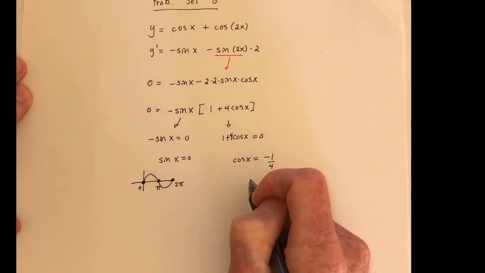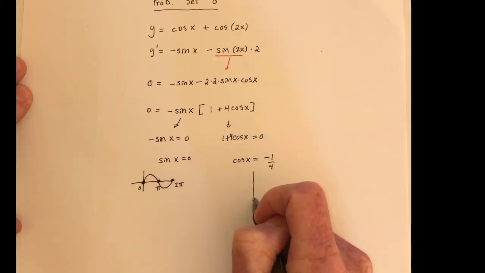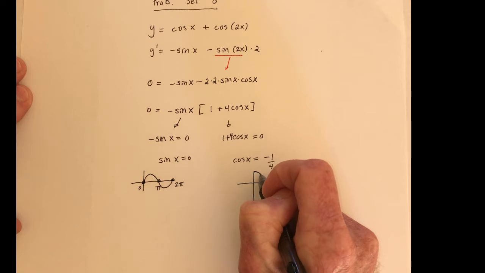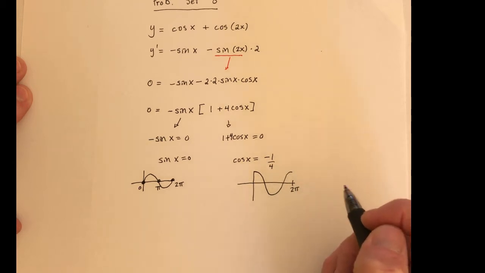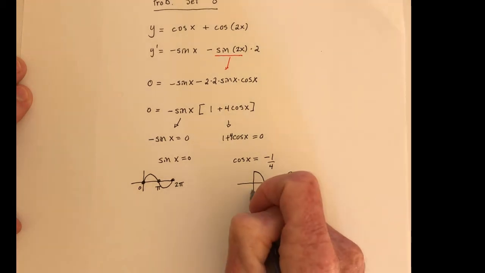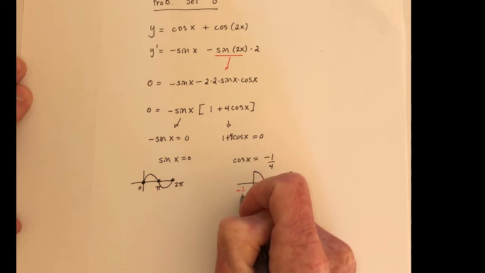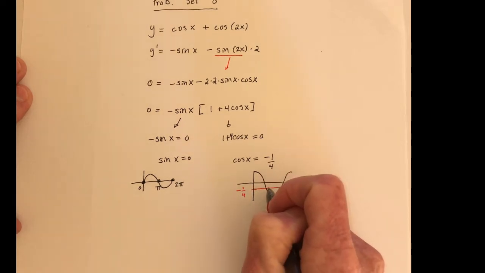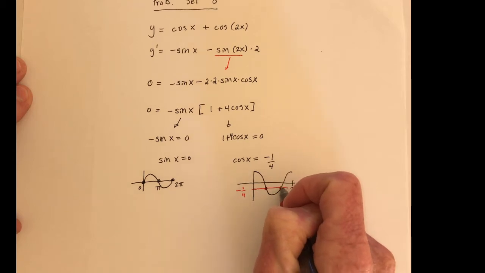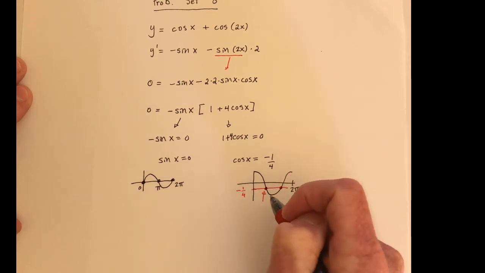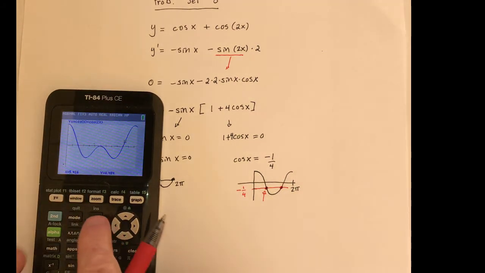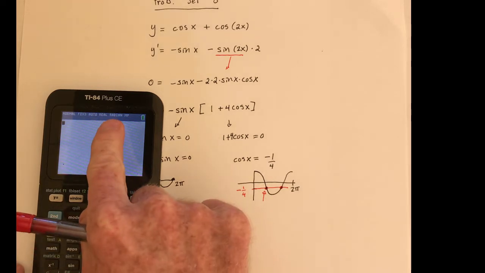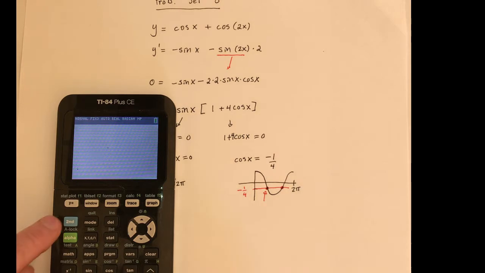For this one, cosine equals -1/4. So the cosine graph goes like this. Right here is 2 pi. And then on the y-axis, right about here would be -1/4, and if you go straight across, there's going to be 2 solutions. Now the first solution you could get from the calculator by using cosine inverse. So make sure that it's in radians and find cosine inverse of -1/4.